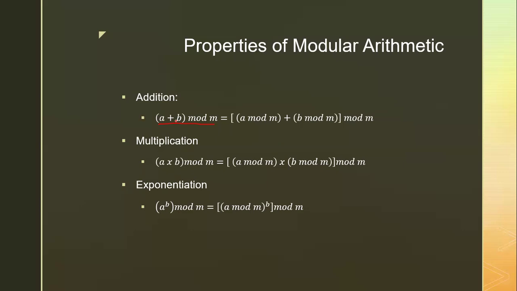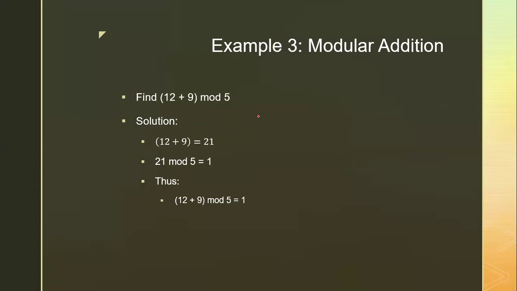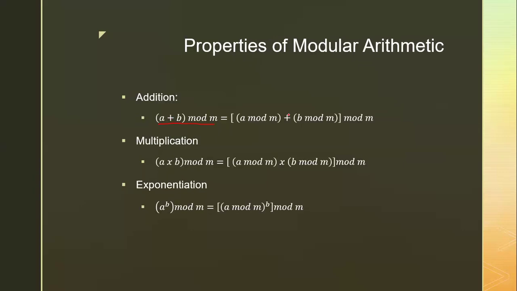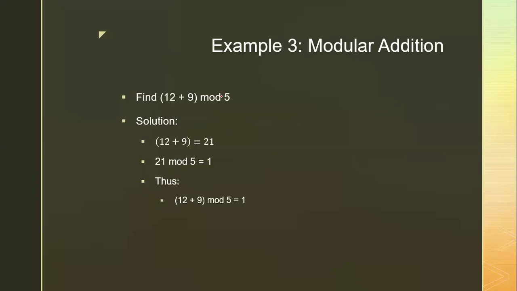Or you could say 12 mod 5, plus 9 mod 5, and then the overall sum you take mod 5. But the simplest way is to just say 12 plus 9 mod 5, which is 12 plus 9, which is 21. And then you say 21 mod 5, which is 1.